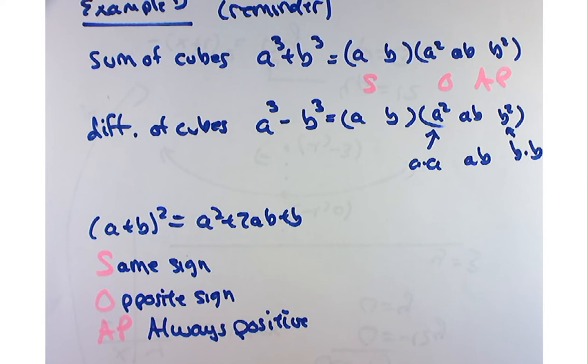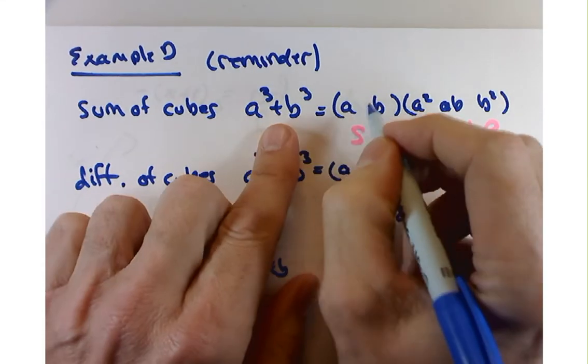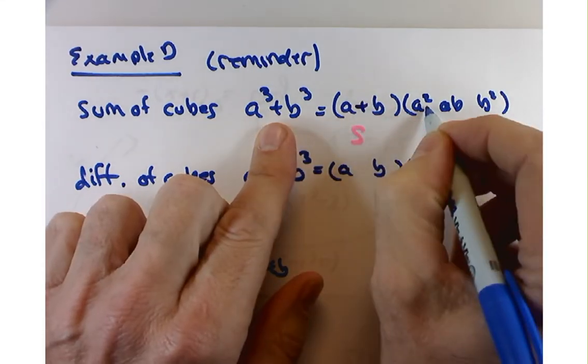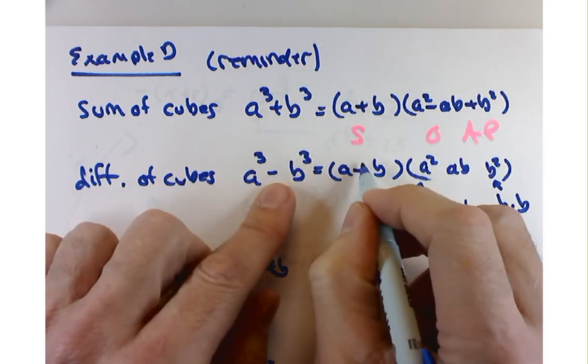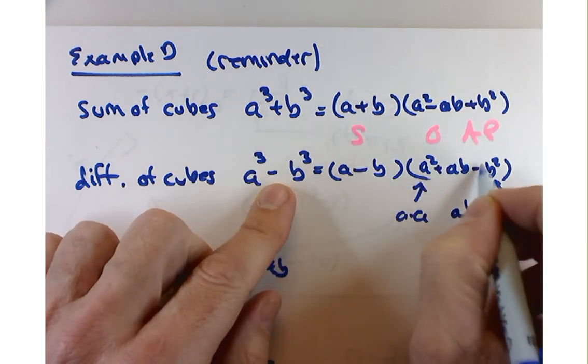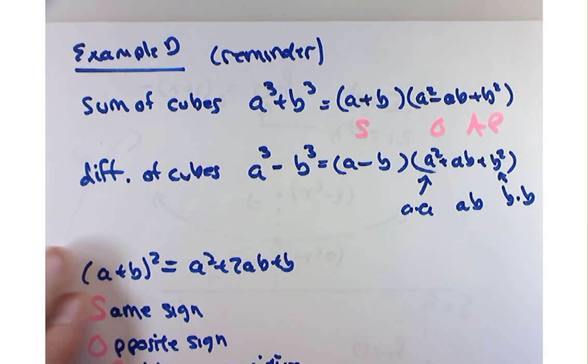Okay, sorry about the extended pause. Hopefully you finished this up correctly. Same sign, positive; opposite sign, negative, always positive. Same, opposite, always positive. So just a little reminder there in advance of example D. Let's take a look at example D and see what's going on there.